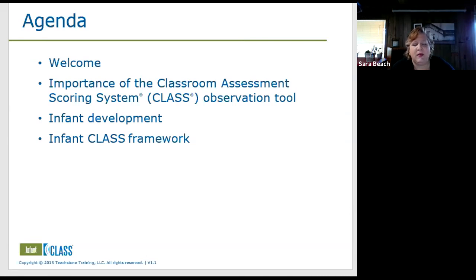They're in each CLASS tool, whether it's infant, toddler, pre-K, or older. We have what we call domains and dimensions. The domains are the large categories of types of practices, and then the dimensions are more specifically focused skills. So I'm going to define those better for you as we go along. So that's what we're going to look at today.